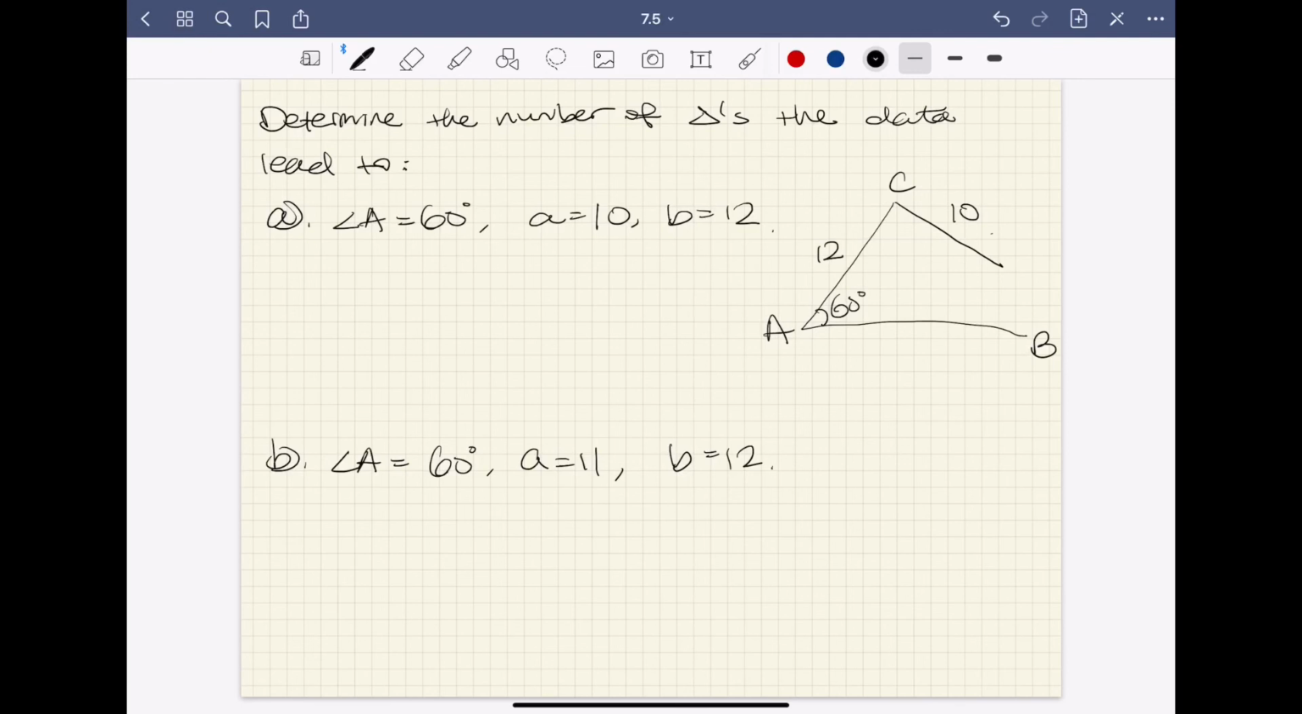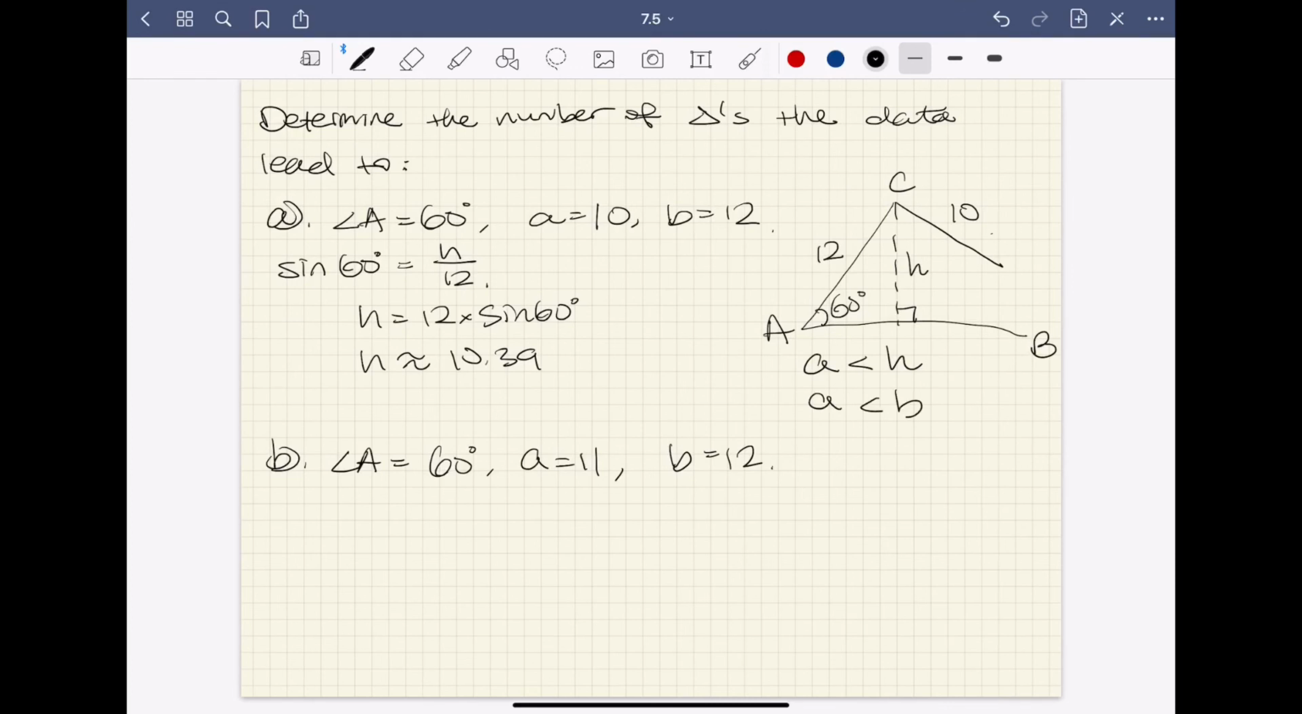So B and A are given already. We'll need to find H, which is right here. How do we find H? We can find H using the sine ratio. We know sine 60 degrees is equal to H over 12. So H is equal to 12 times sine 60 degrees, which is about 10.39. A is equal to 10 and H is 10.39, so A is less than H. B is equal to 12, so A is less than B as well.